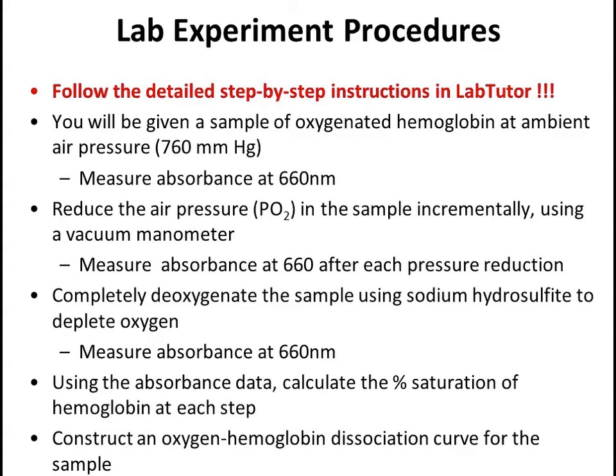And finally, you'll completely deoxygenate the sample by using a chemical to deplete oxygen. And again, you'll measure the absorbance. And then using the absorbance data that you just obtained, you'll calculate the percent saturation of hemoglobin at each step in the experiment. And you'll use these numbers to construct an oxygen-hemoglobin dissociation curve for the sample.